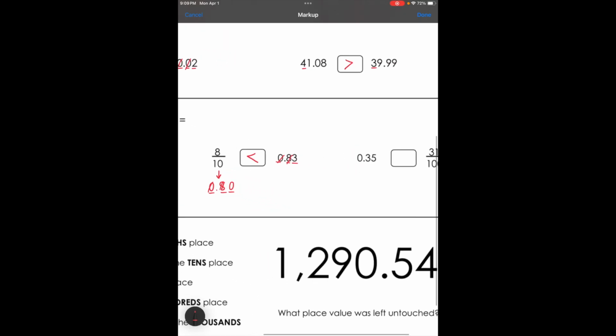Again, let's change them to decimal form. So let's change 8 tenths. So 0 and 8 tenths. Ones place is the same. Tenths place is the same. I'm going to add my 0 on here because it doesn't change the value of 8/10. It just is a placeholder so I can actually compare. 0 and 83 hundredths is greater than 8/10.